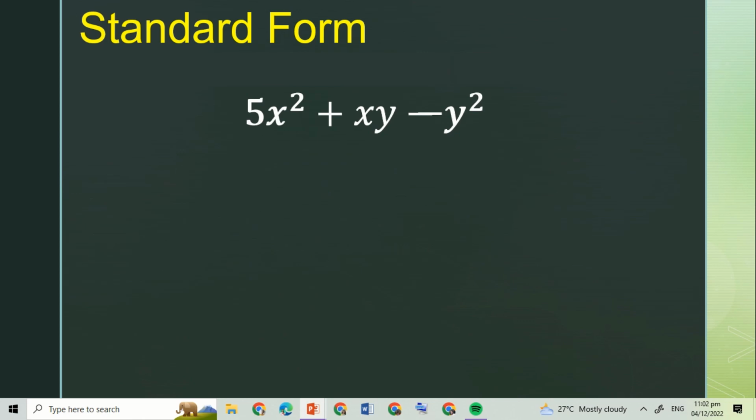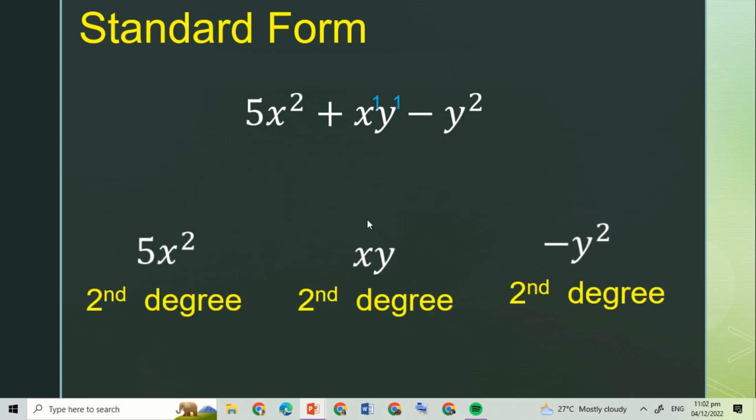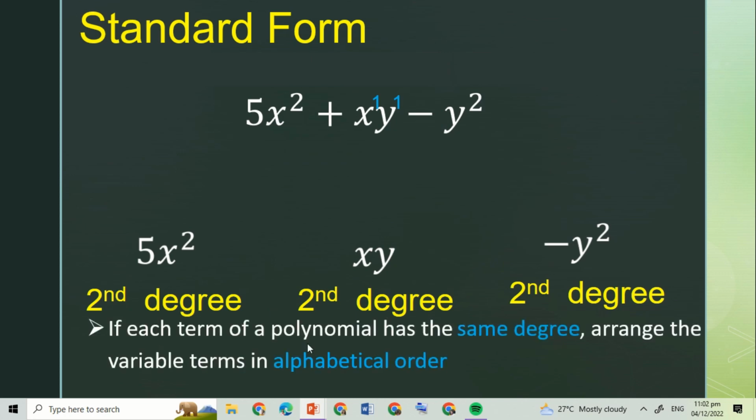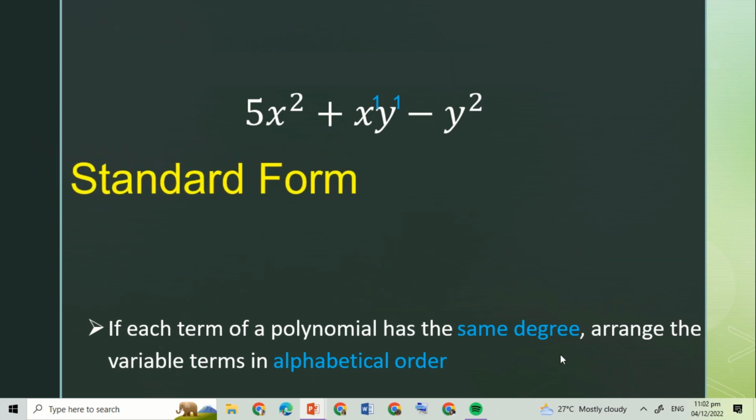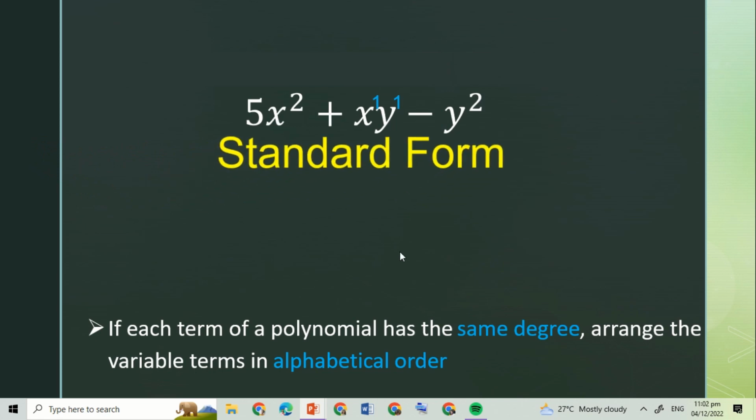Next example. So notice that in our next example, our terms have the same degree, which is second degree. So in this case, as we have discussed, we will just arrange the terms in alphabetical order. So we have x, xy, and y. So it is already arranged in alphabetical order. Notice that this is already in standard form.